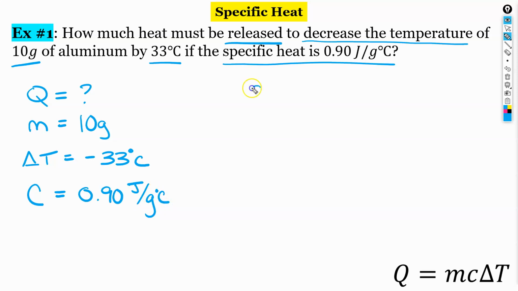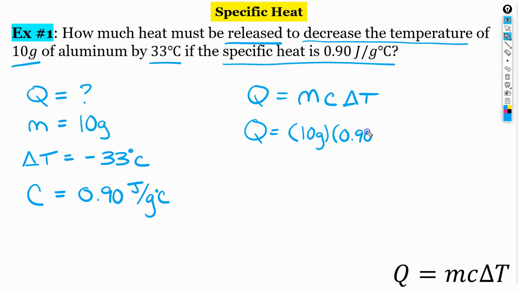Okay, so our equation is Q equals MC delta T. Oh, look, it's actually conveniently right there as well. Well, let's plug in what we know. So we're trying to find Q. Our mass is 10 grams. Our C value, our specific heat, is 0.90 joules over grams degrees Celsius. And our delta T is minus 33 degrees Celsius.